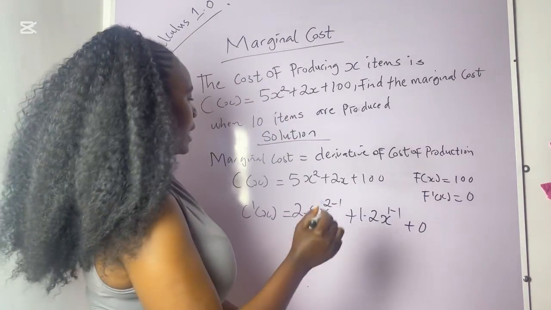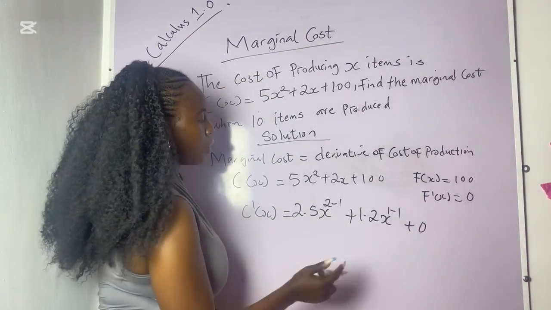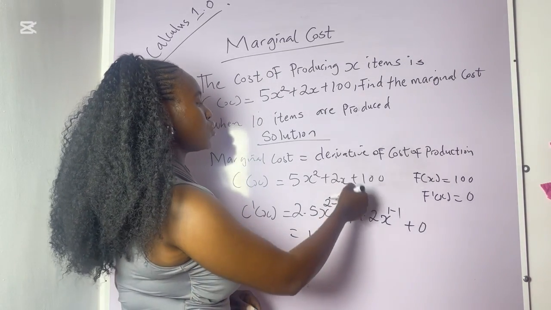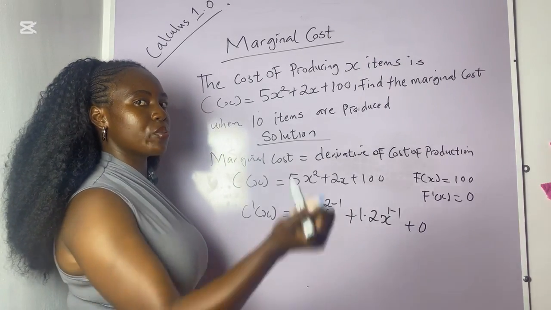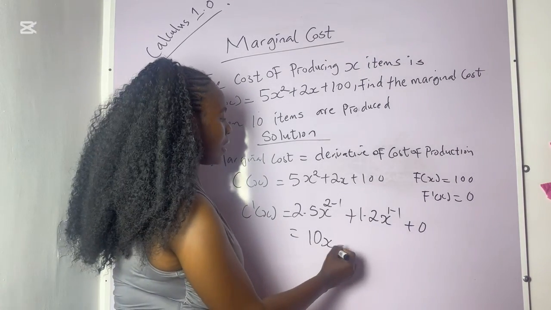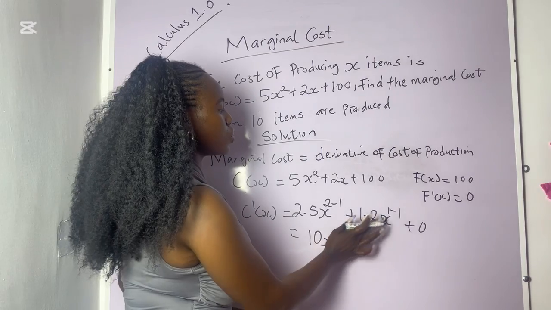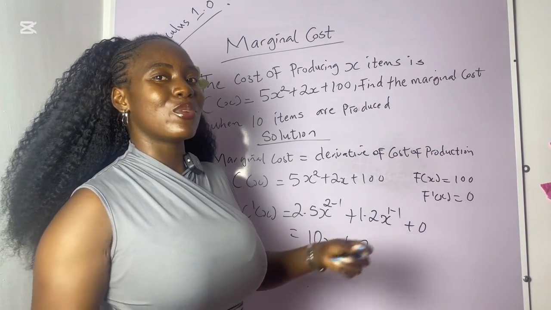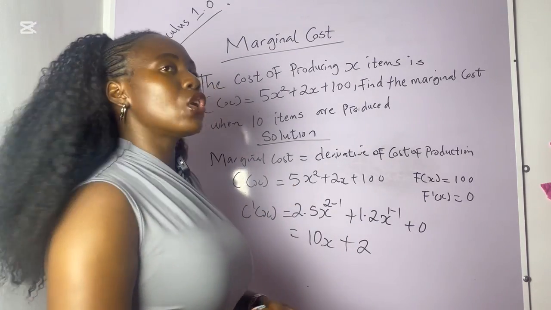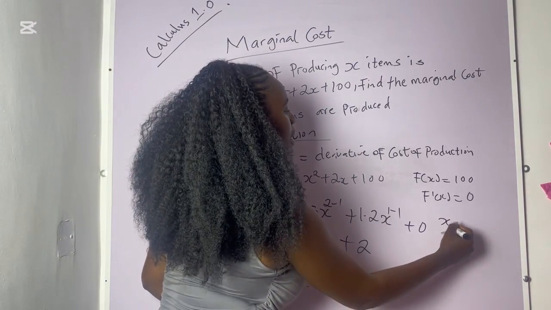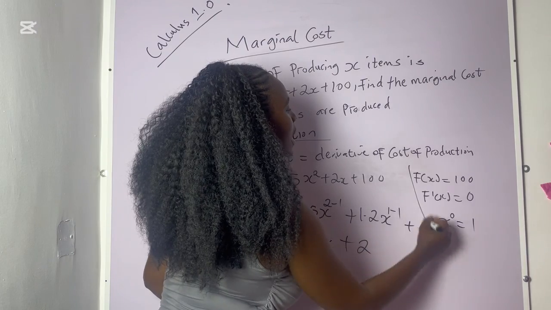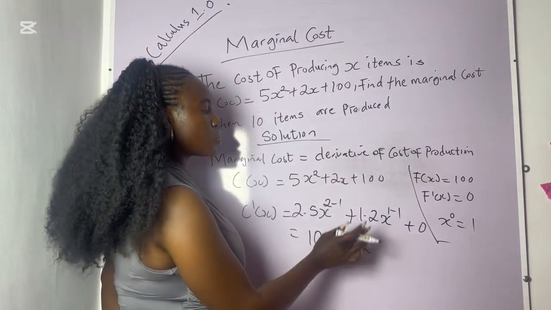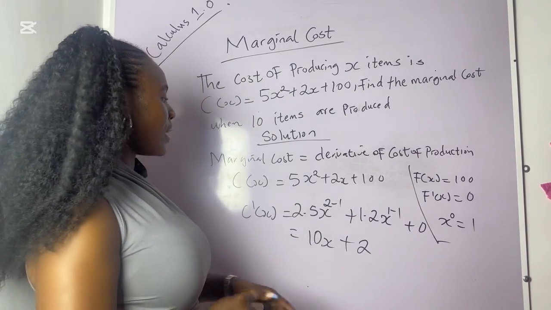Now we have 2 times 5, which is 10. Then x to the power of 2 minus 1 is 1, so x to the power of 1, which is x. So 10x plus 1 times 2, which gives us 2. x to the power of 1 minus 1 is x to the power of 0, and based on the laws of indices, x to the power of 0 equals 1. Any number to the power of 0 is 1. So we have plus 2. So we have 10x plus 2.